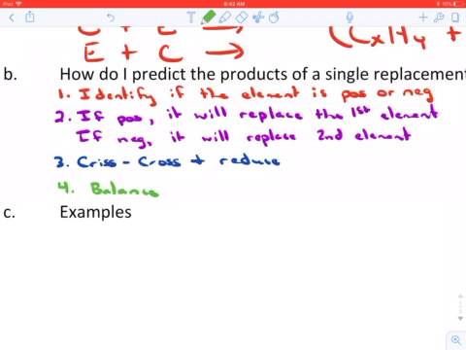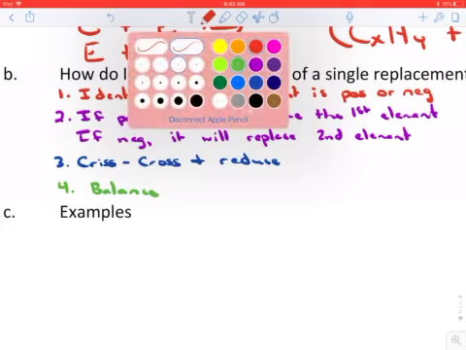So if we look at those steps again real quickly, we're going to identify if the element's positive or negative. If it is positive, it will replace the first element. If it is negative, it will replace the second element. We'll crisscross and reduce, and we'll balance. All right, let's work a couple of examples here.